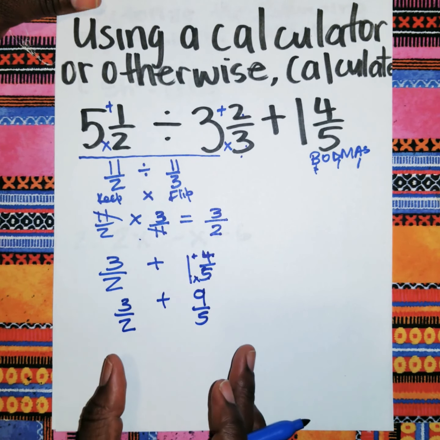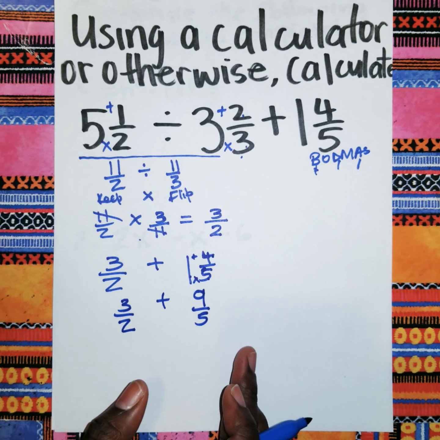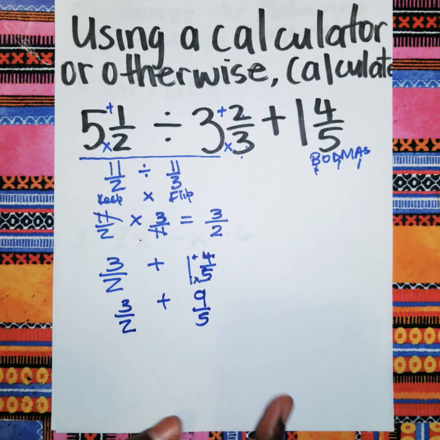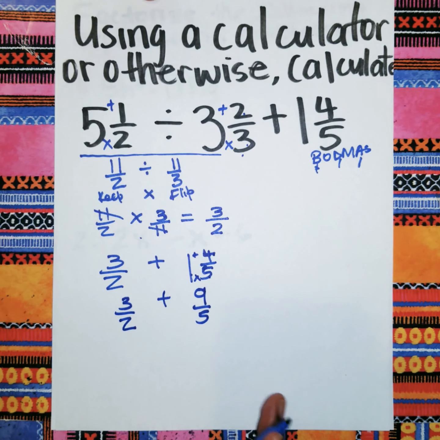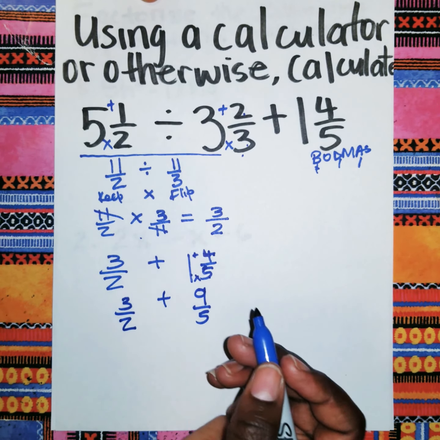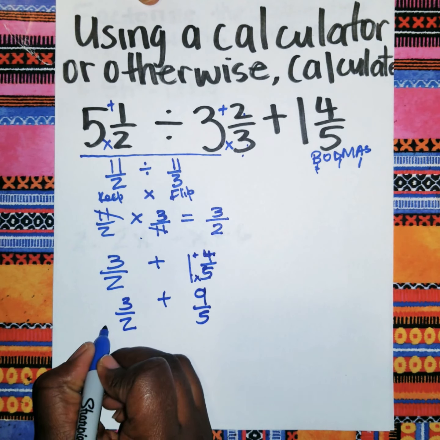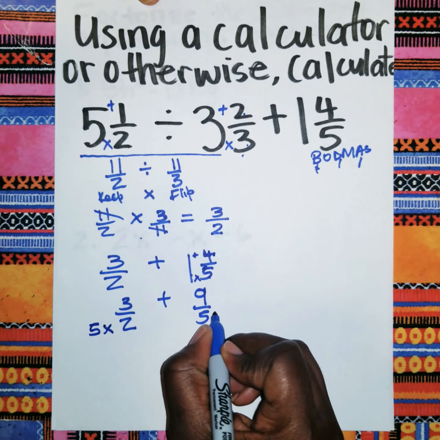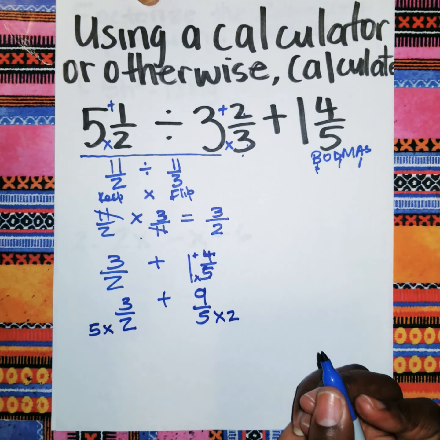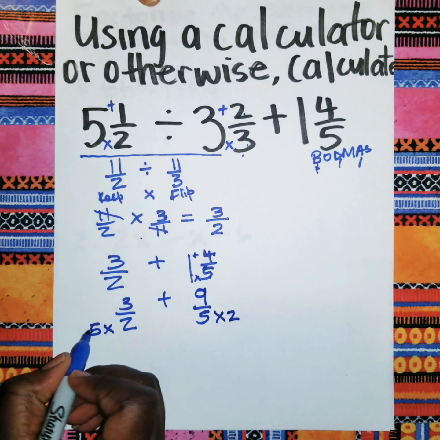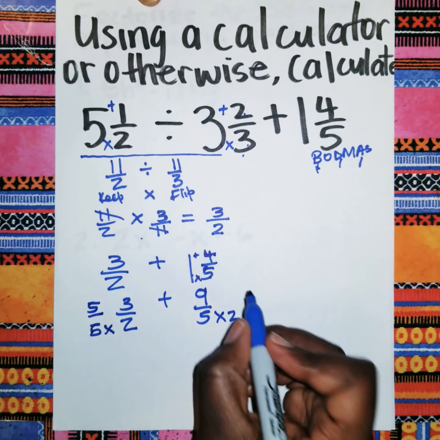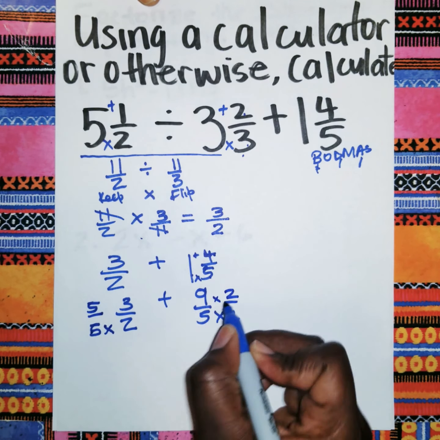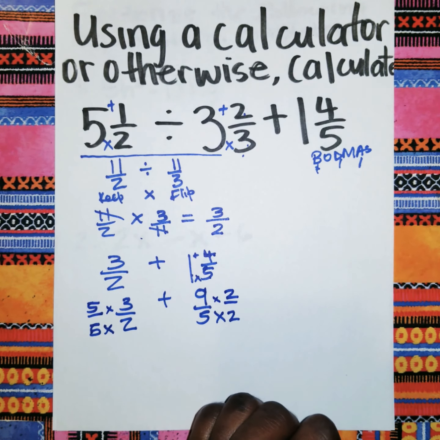Here we have two unlike denominators. So what we need to do is to find the LCM. And the LCM of 5 and 2 is 10. So we can multiply this part by 5 and we can multiply this side by 2. If you multiply the denominator by 5, do the same thing to the numerator, and the same thing on this side. This method is known as the equivalent fraction method.